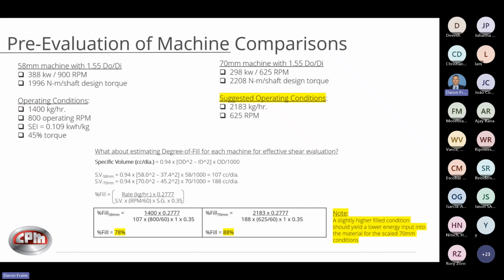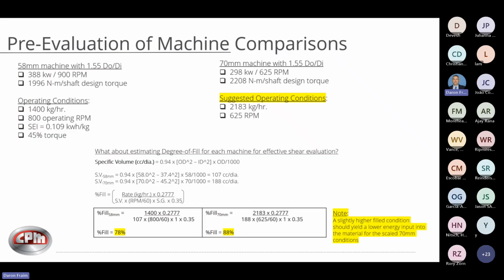And so you can see here in this calculation, it's your rate in kilograms per hour times a constant, 0.2777, divided by a specific volume times your operating RPM divided by 60. And then times specific gravity. And usually I take specific gravity as 1. Now, if you know your actual specific gravity, that's great. As long as it's the same material application and you pick one, you can assume the same gravity, given that it's the same material application.